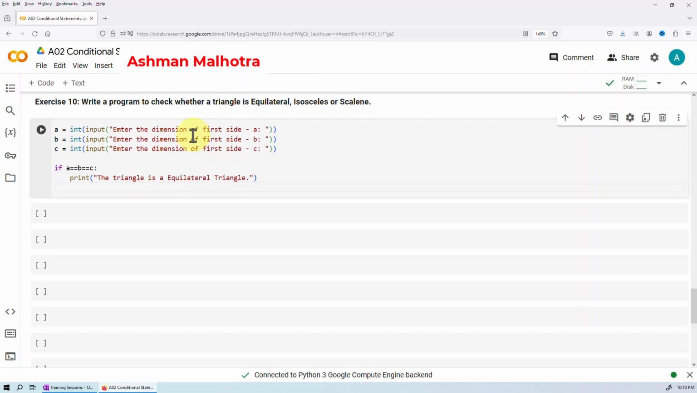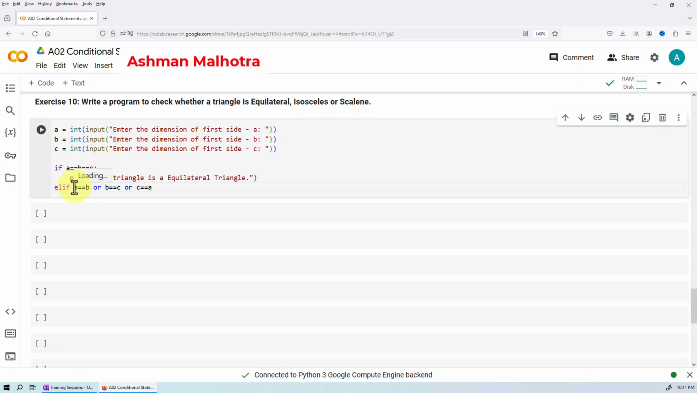It is possible that the dimensions of the sides of the triangle are not equal to each other, so we will have to modify the logic to check whether it is an isosceles triangle. An isosceles triangle is one whose two sides are equal to each other. So we will check whether A is equal to B, or B is equal to C, or C is equal to A. It means we are verifying whether two of the dimensions of this triangle are equal to each other. If they are, then we will say that this is an isosceles triangle.